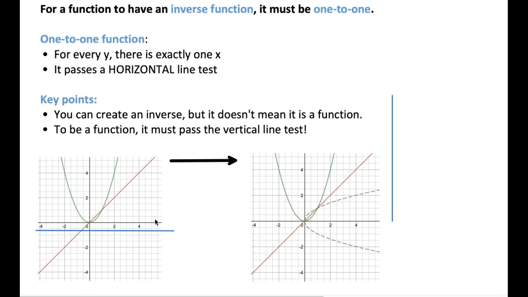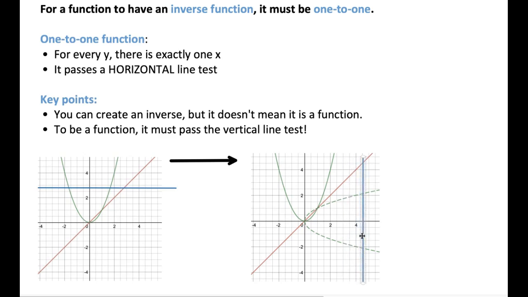So here's the key point, because this is a little confusing to people. You can create an inverse for anything, but it doesn't mean that it's going to be a function. Because remember, to be a function, it must pass the vertical line test. So this is my horizontal line I'm going to test this with. And as you can see, this parabola does not pass the horizontal line test, so it is not considered one-to-one. The reason we test for that is if it's not one-to-one, the inverse of it is not a function.